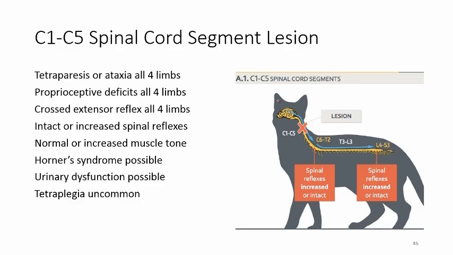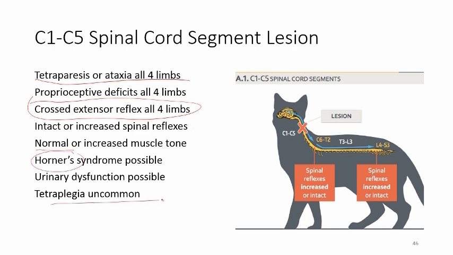So what do we see with our C1 to C5 spinal cord segment lesions? We can see tetraparesis or ataxia. Early, sometimes we only see ataxia in the back legs, but crossed extensor reflex, all four limbs, intact or increased spinal reflexes. Many of them have normal tone. If we have Horner's syndrome, that can be an issue.